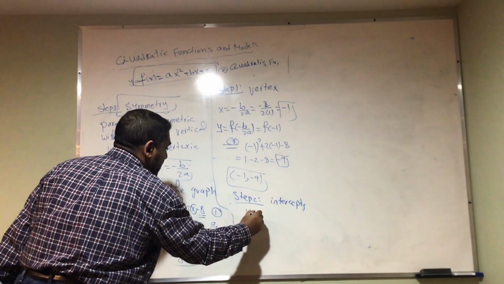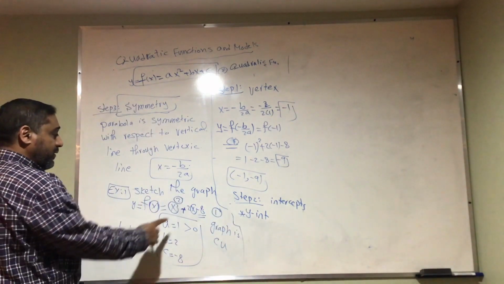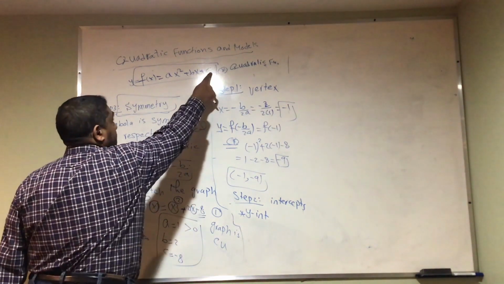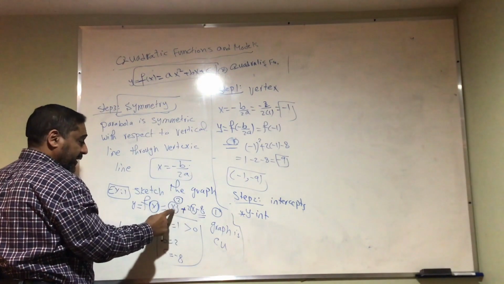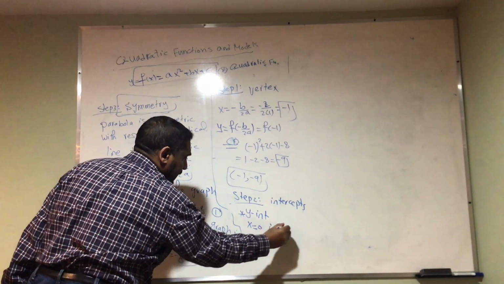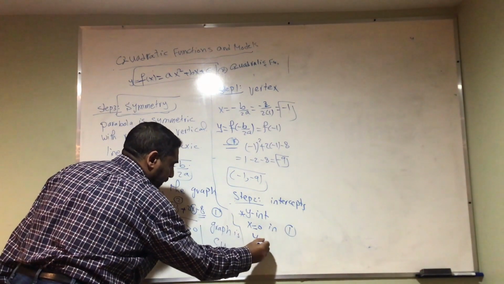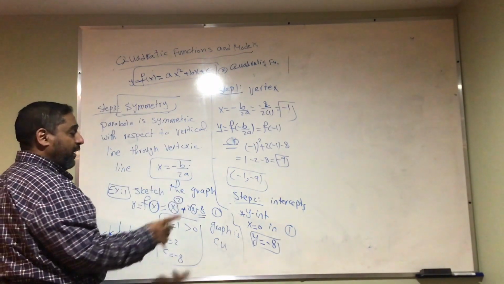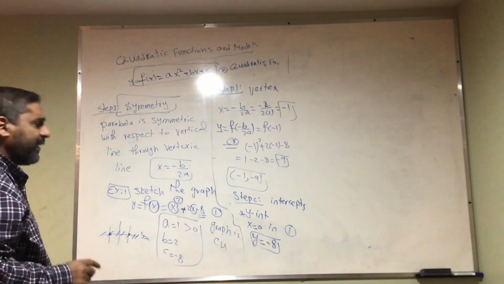Let us make it easy, get the y-intercept first. Why? Because it's easy to get. How to get the y-intercept? Just your constant c, that is my y-intercept. If I put x equals 0 in equation 1, you get y equals minus 8. That is where the graph crosses the y-axis.